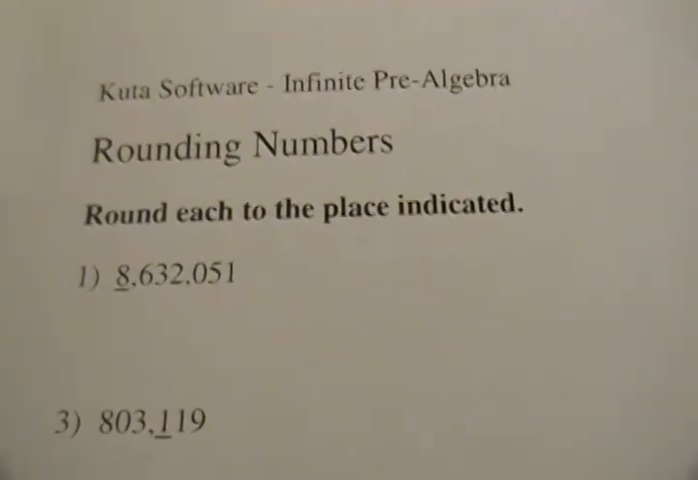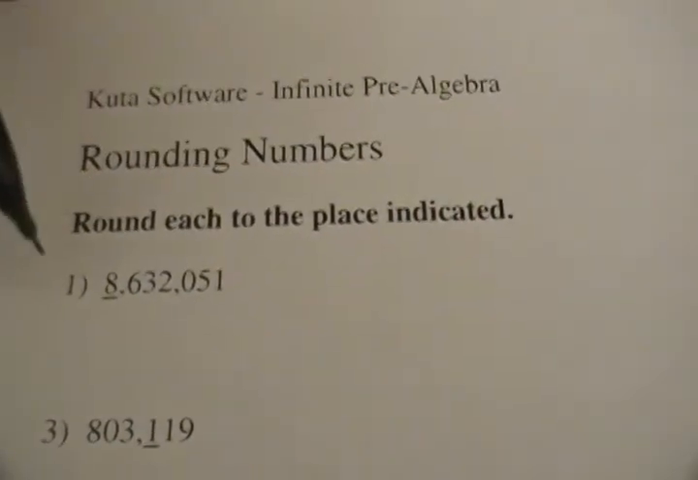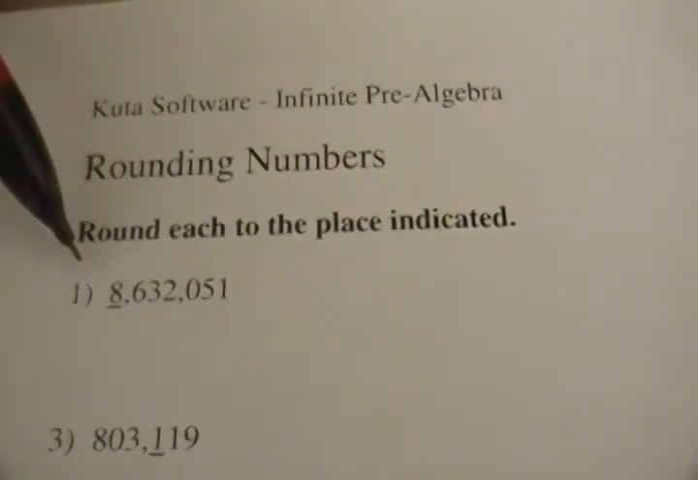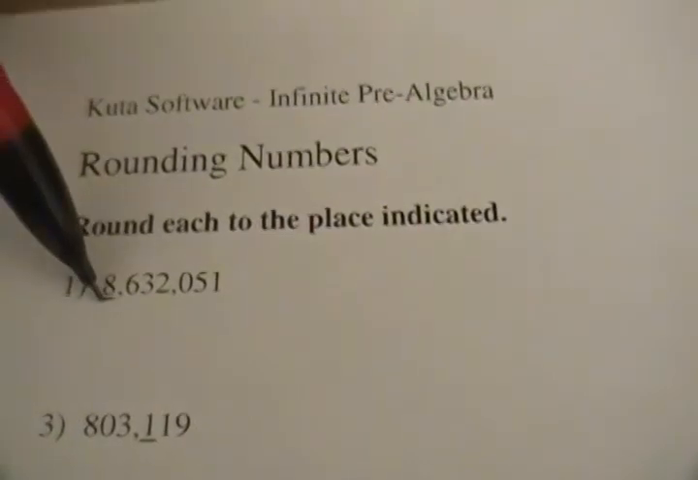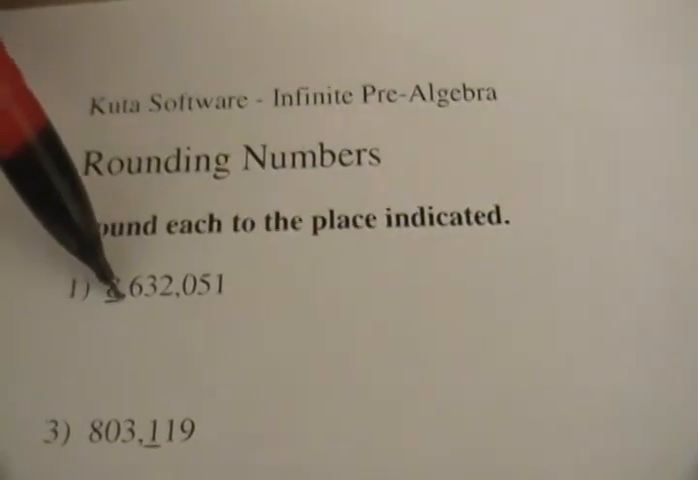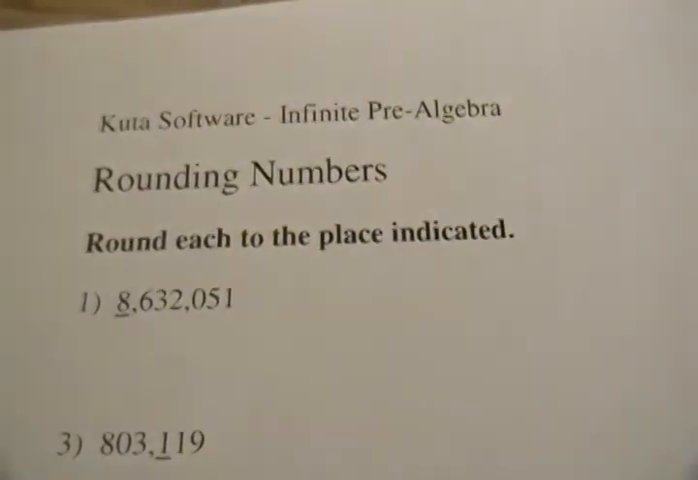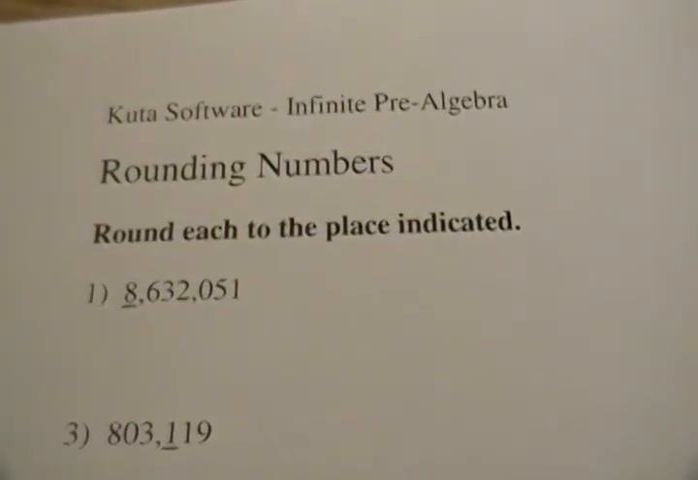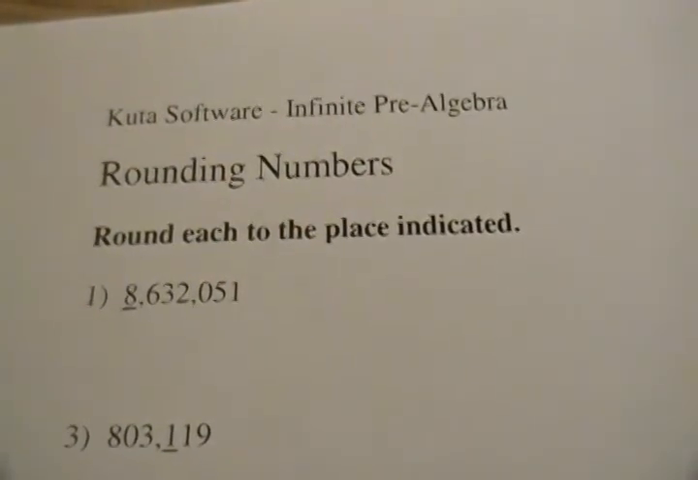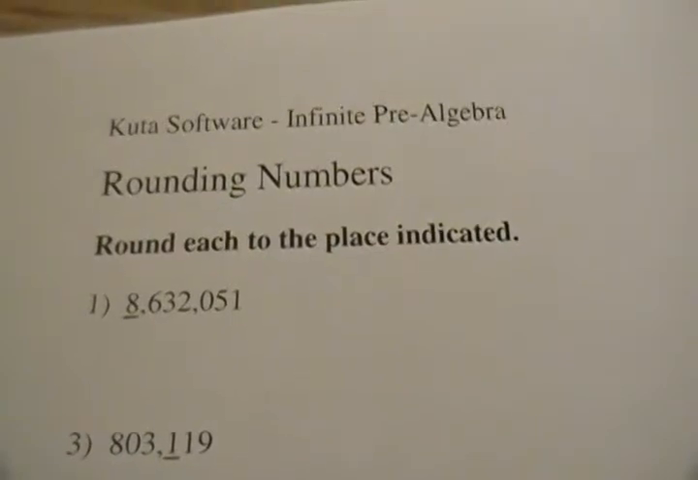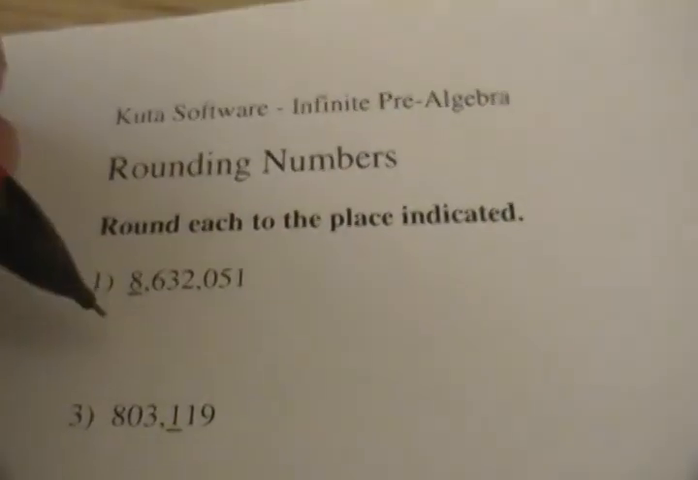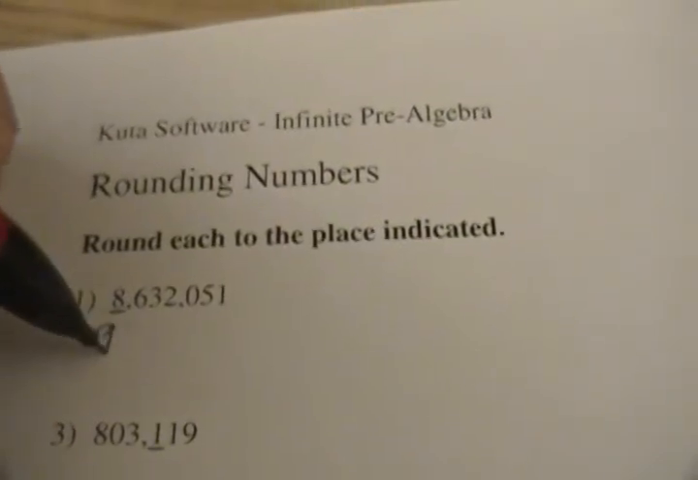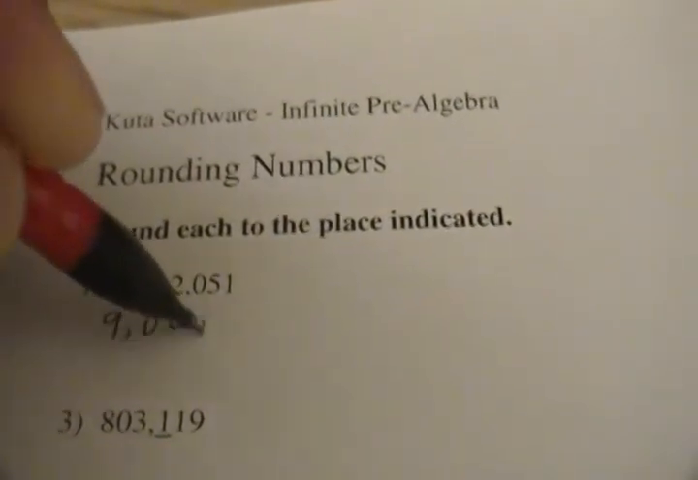Alright, now let's go to rounding numbers. So let's start at number 1, and you want to round each to the place indicated. So I'll try to round this number from where this place is. Okay, the answer is 9 million.